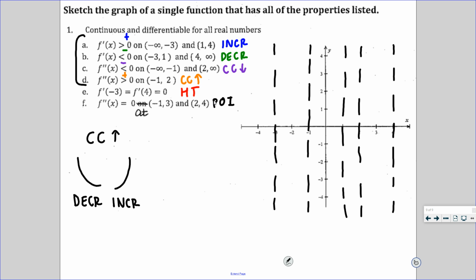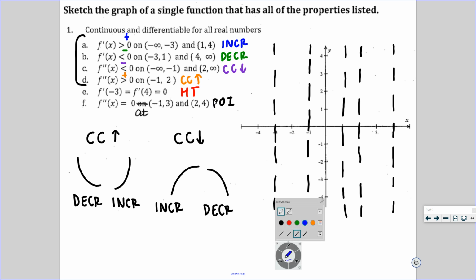If it's concave down, increasing would look like this. Decreasing would look like this. Those are basically the 4 you have to know. And then from there, we can just tie in where the horizontal tangents are and make sure our point of inflection matches up after we draw these sketches.